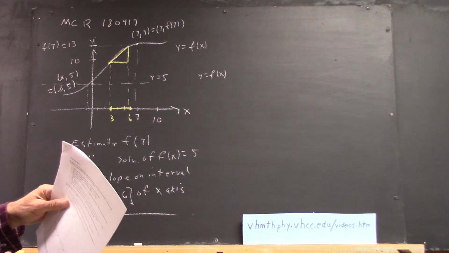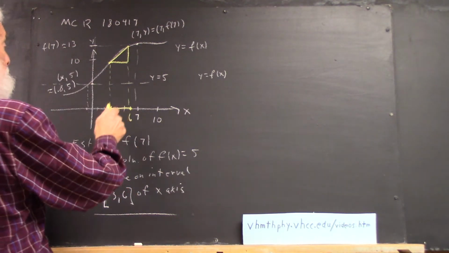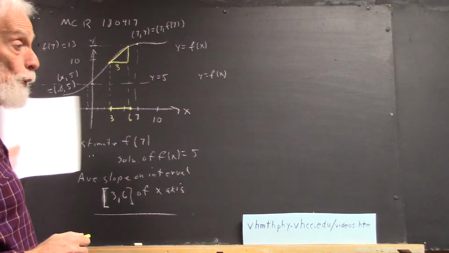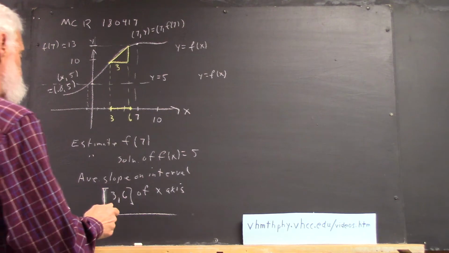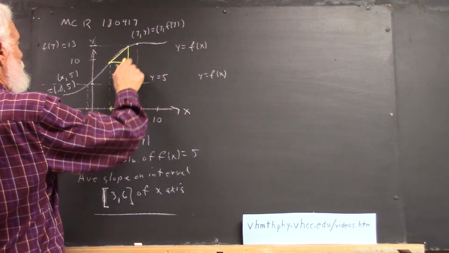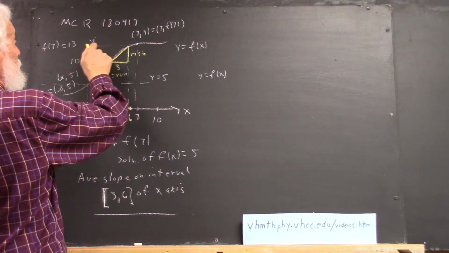Okay? So now, what do you know about your fundamental triangle? Well, you know that this interval is 3, right? So your run is 3. Your rise looks about equal to the run. I'll bet it's pretty close to 3.